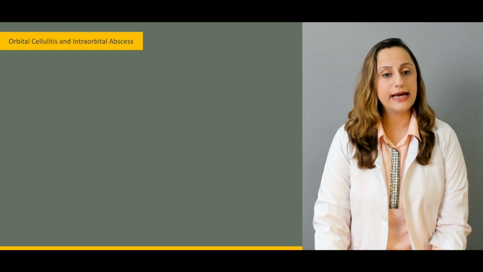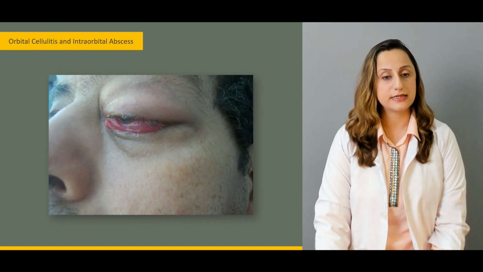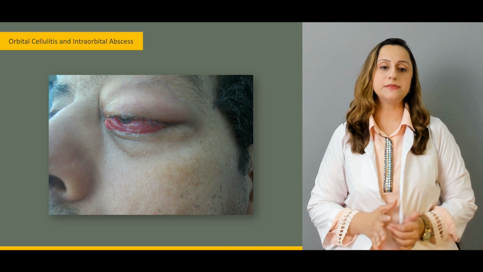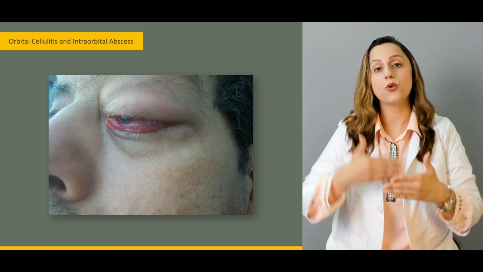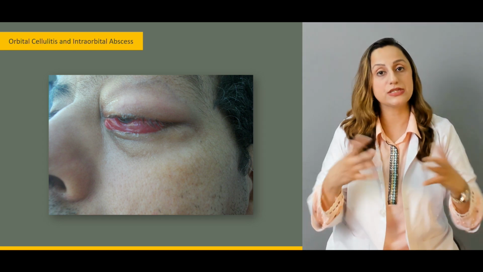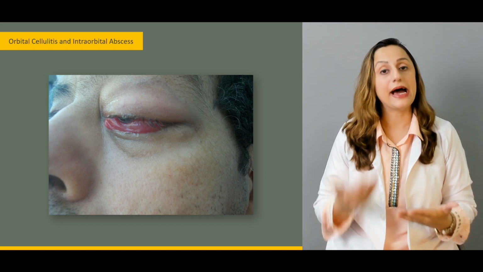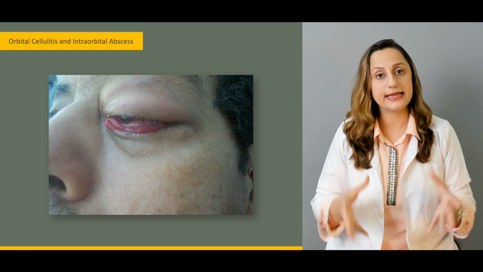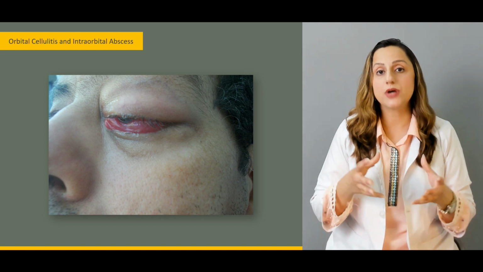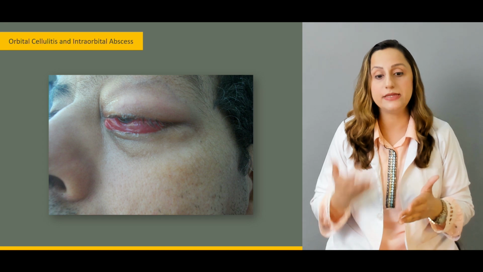Orbital cellulitis and intraorbital abscesses are sometimes noted. Sometimes it's an abscess which is quite deeply located, or infections located posterior to the orbital septum, that would be included in orbital cellulitis or intraorbital abscesses. So these would be the terminologies.